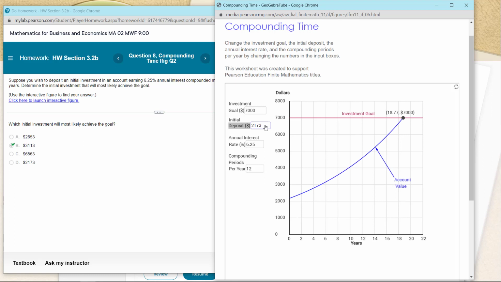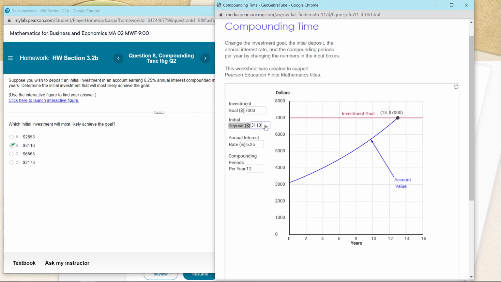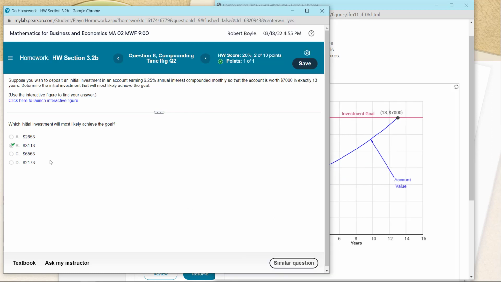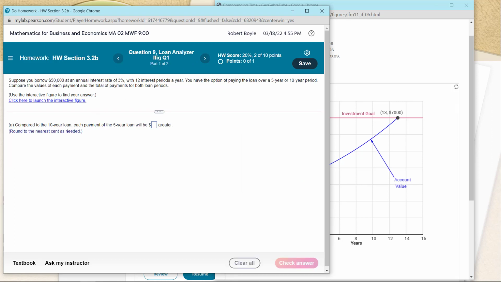That gives us 18.77 years. And then finally, if we try $3,113, we get exactly 13 years, which is why we chose that one. Okay, moving on.